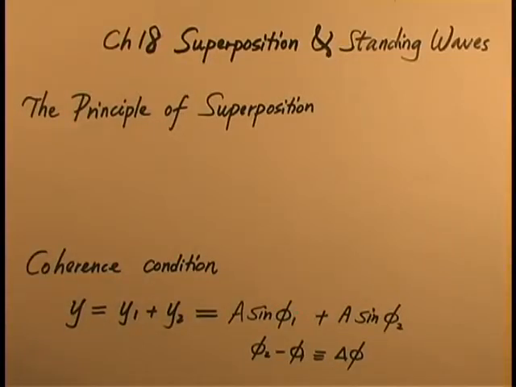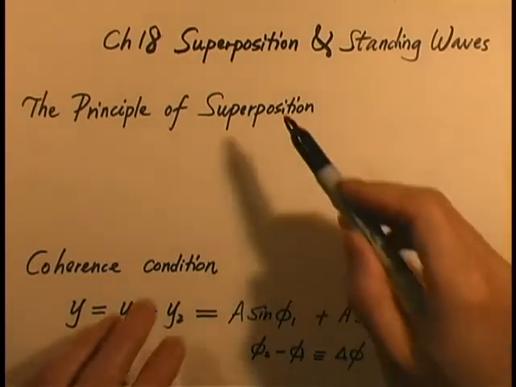Superposition and standing waves. We have so far studied some properties of mechanical waves, including in particular sound waves. What we do in this chapter is to look at what happens when you have more than one wave superimposed together in a certain region. The result is called a superposition.